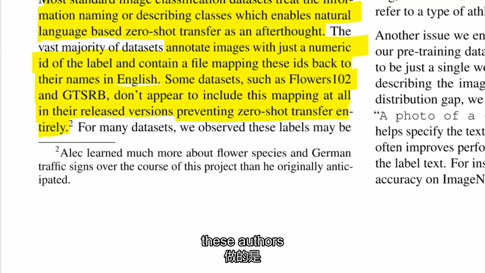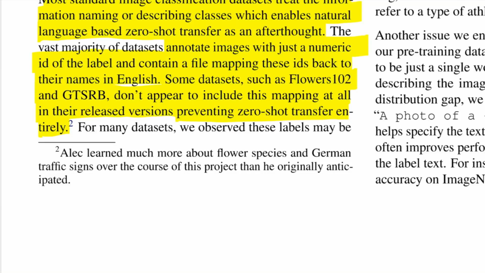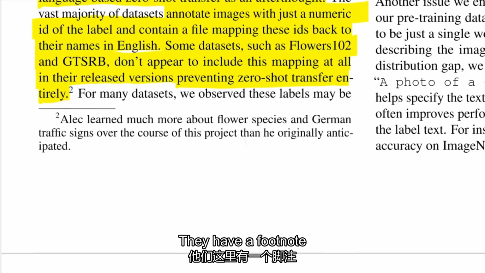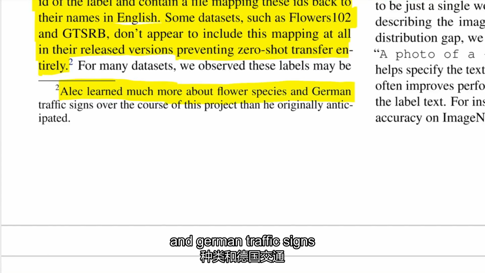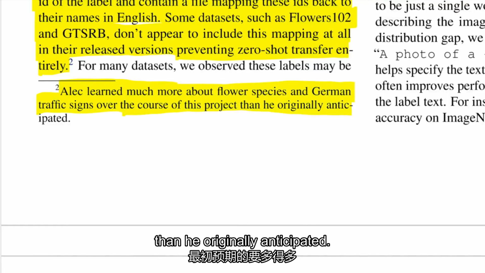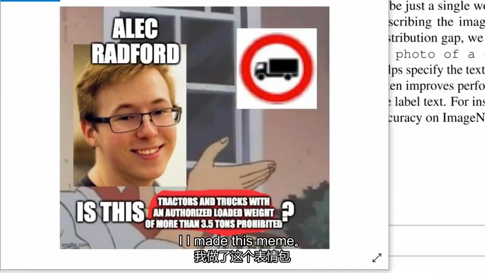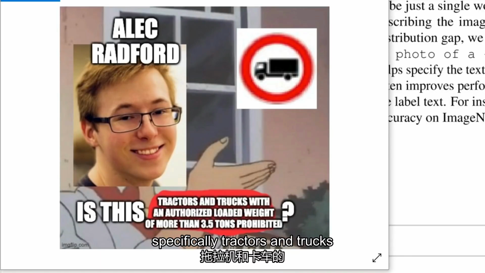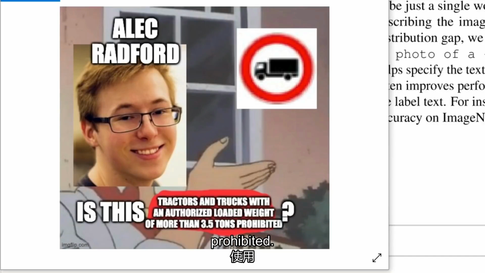So what these authors had to do is look at the classes and label them themselves, because their model works on language, whereas this street sign dataset probably just came with, this is sign type 1, this is sign type 2. They have a footnote here: Alec learned much more about flower species and German traffic signs over the course of this project than he originally anticipated. I love that. I love a bit of humor in the papers. And so I made this meme where the street sign is specifically tractors and trucks with an authorized loaded weight of more than 3.5 tons prohibited.